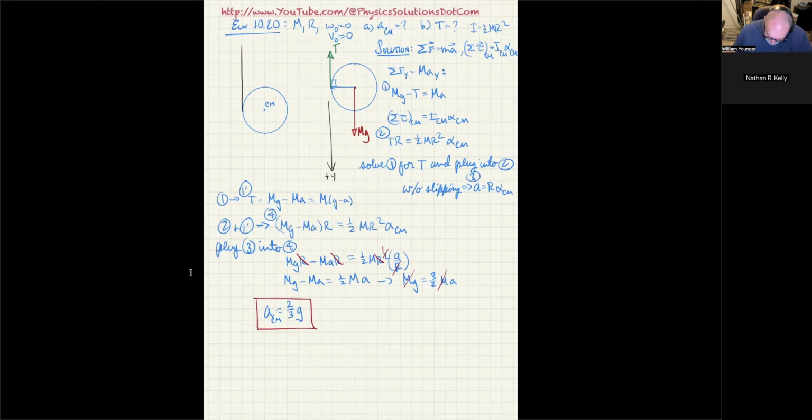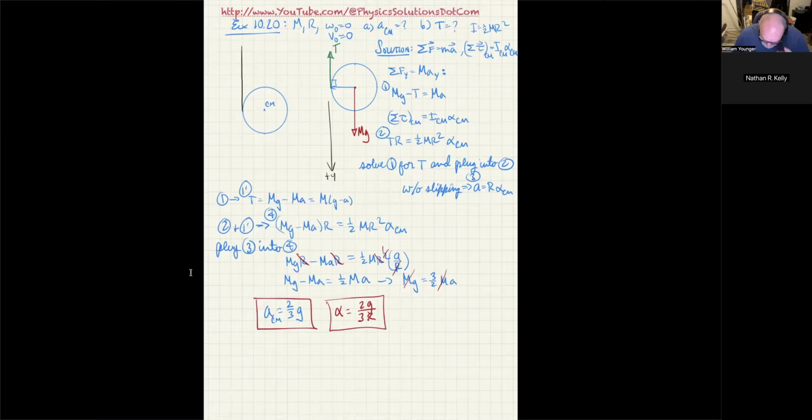If I wanted the actual angular acceleration, the alpha, which they didn't ask us for, it's just given by a over R. So that would be 2g over 3R would be the alpha. But again, they didn't ask for that.